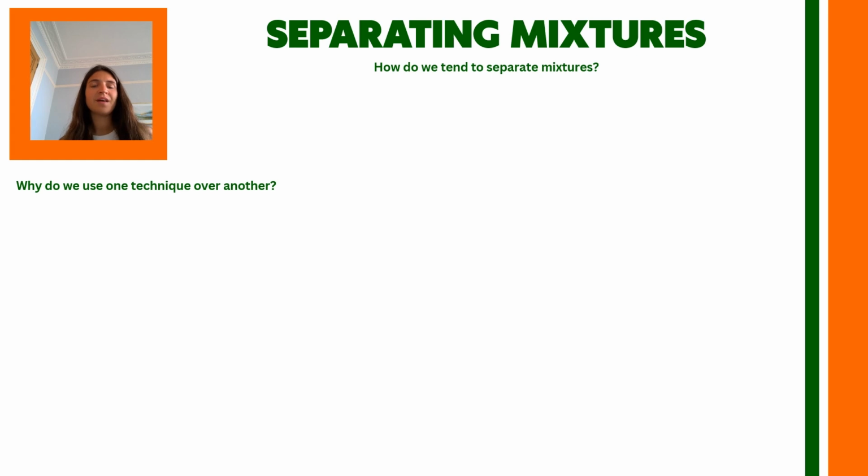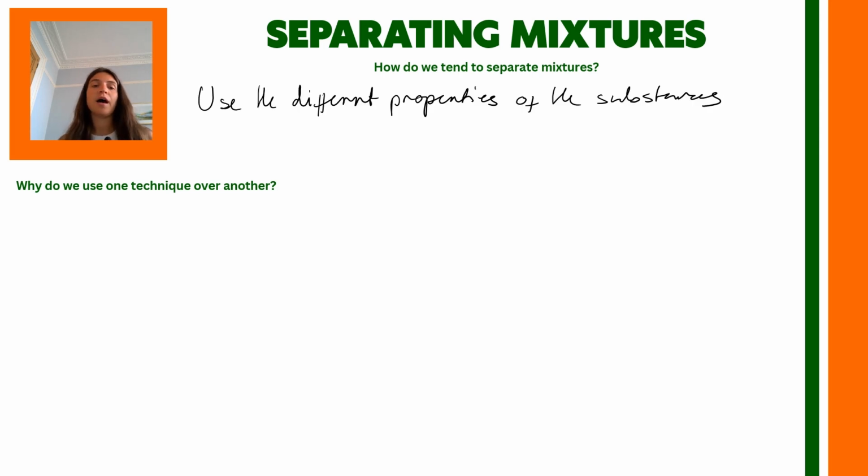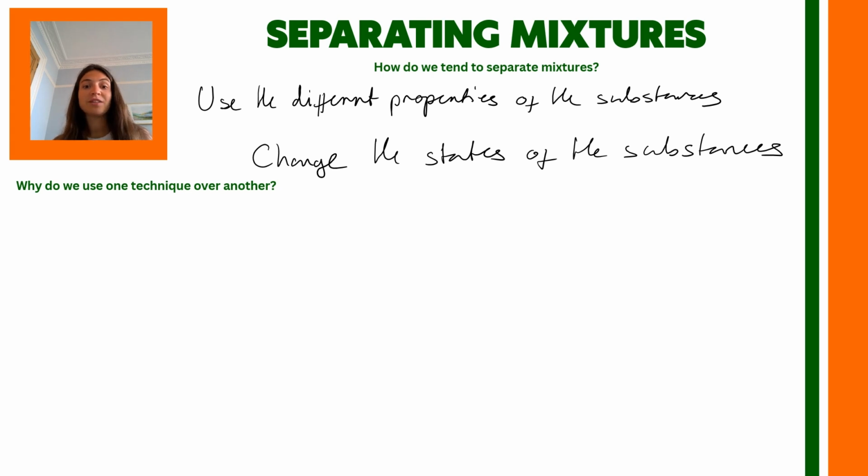Or if you're ready, let's dive straight in. So let's answer some questions about separating mixtures. So first we have, how do we tend to separate mixtures? Well, we've got to use the different properties of our substances. So that could be whether they're soluble or insoluble, or it could be differences in things like their boiling point. So we can change the state of the substances sometimes to help us separate them.